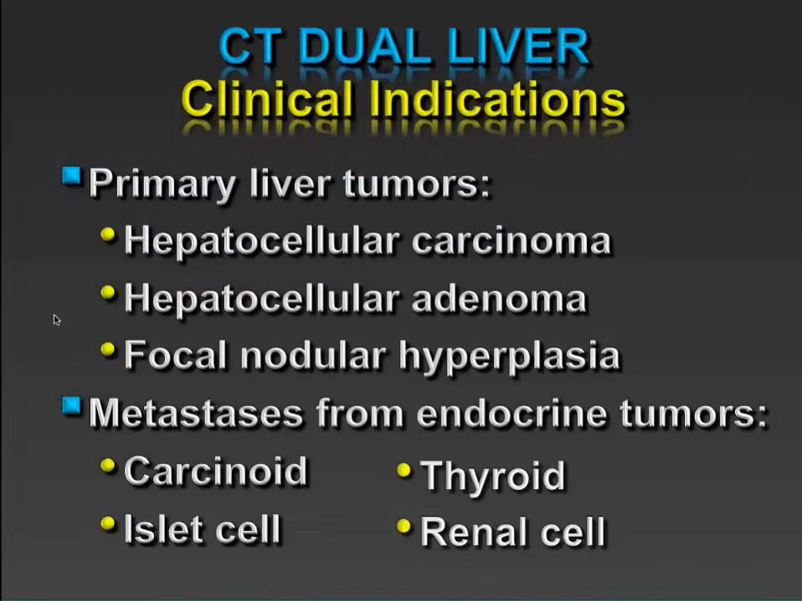All right, a little bit about the dual liver. We use this again, as I mentioned, for hypervascular liver tumors, as well as hypervascular metastases, particularly from endocrine tumors.